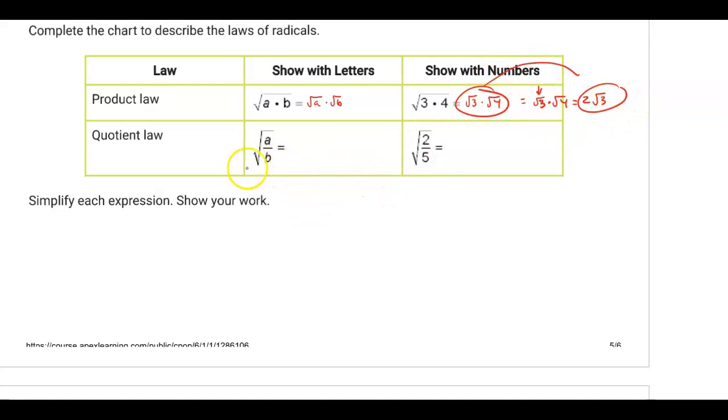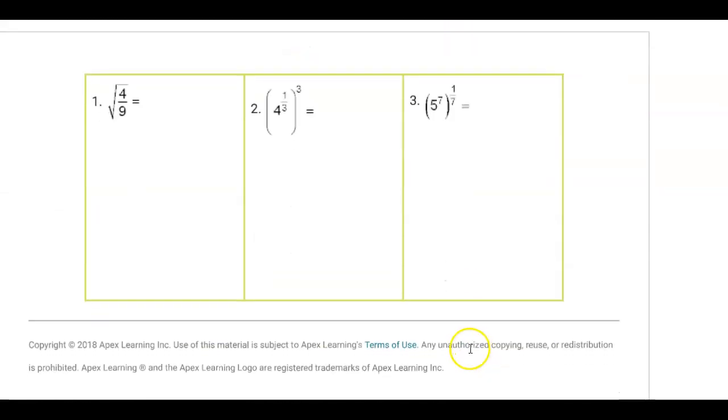So the quotient law is saying I could break this up into the square root of a over the square root of b, which in this case would be the square root of 2 over the square root of 5. So if I look here, I could break this up: square root of 4 over the square root of 9. What is the square root of 4? 2. What is the square root of 9? 3. Done.